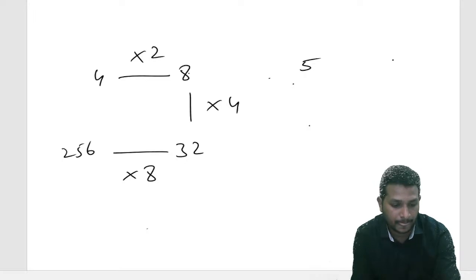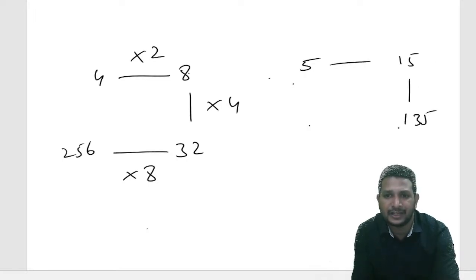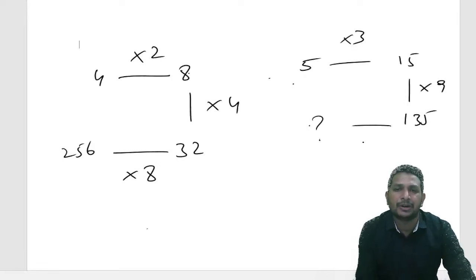5, 15, and what is the next number? 135, question mark. Into 3, into 9. So 3 power 1, 3 power 2, 3 power 3 means 27.